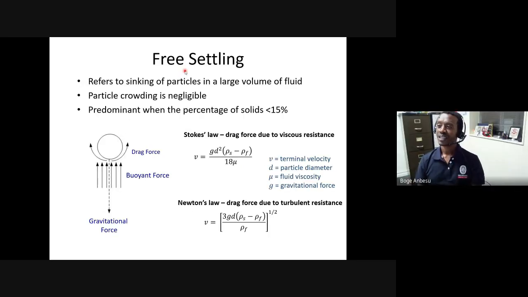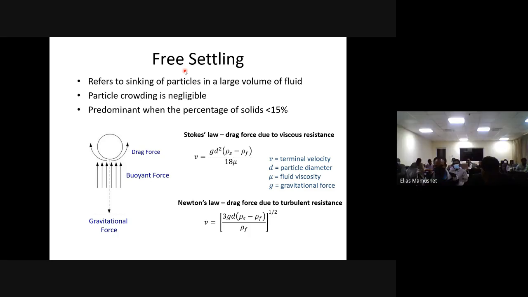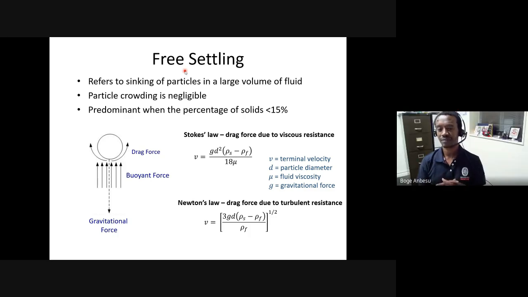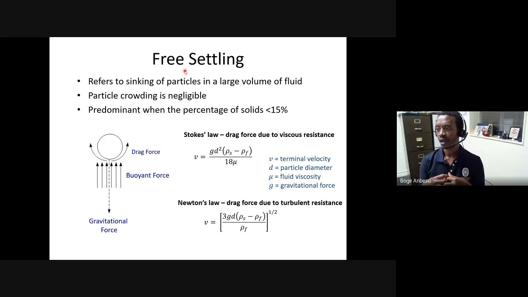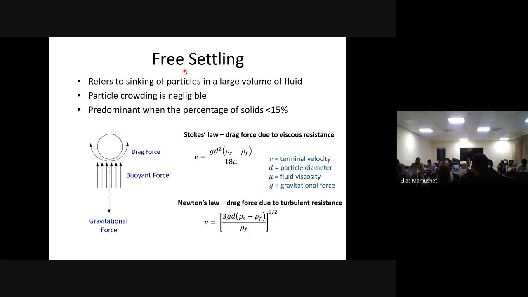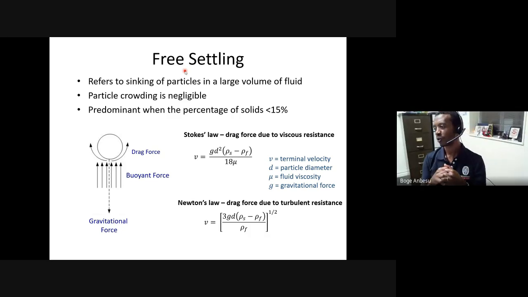In case of free settling, so when I say free settling, we're looking at a situation where the particles are less than 50%. Okay, so the majority of the pulp is made from water, and therefore, if I have a situation where the percent solid is less than 15%, particles are free to move, there is no crowding, okay, and therefore you could say that the Stokes law and the Newton's law can be obtained using those two equations there.